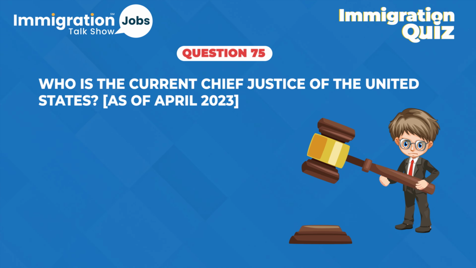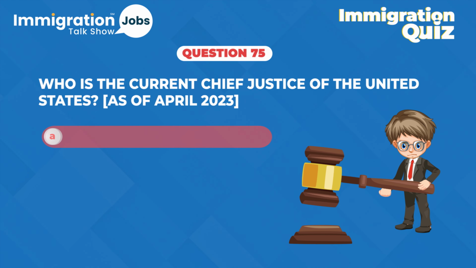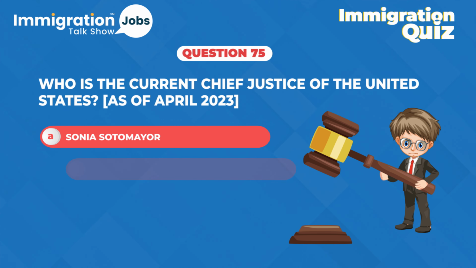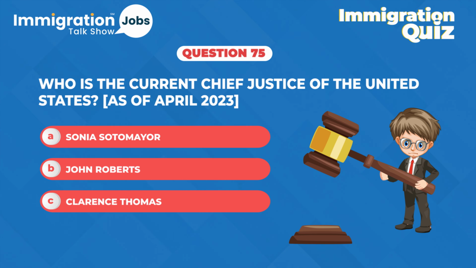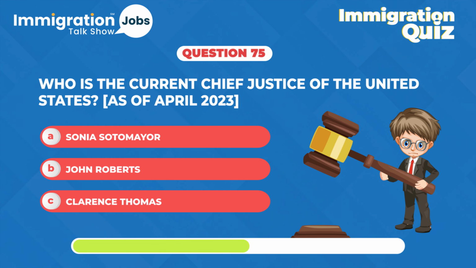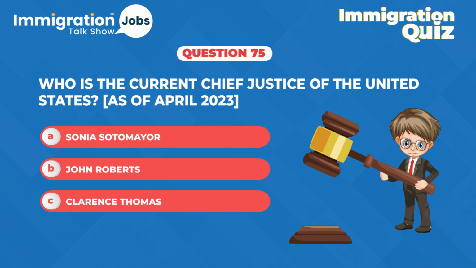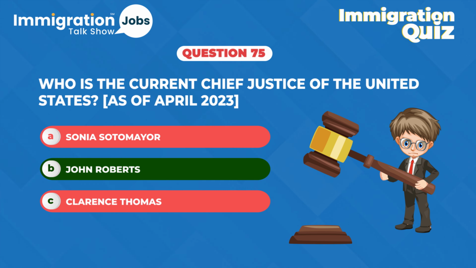Who is the current Chief Justice of the United States as of April 2023? Option A, Sonia Sotomayor. Option B, John Roberts. Or option C, Clarence Thomas. And the correct answer is option B, John Roberts.